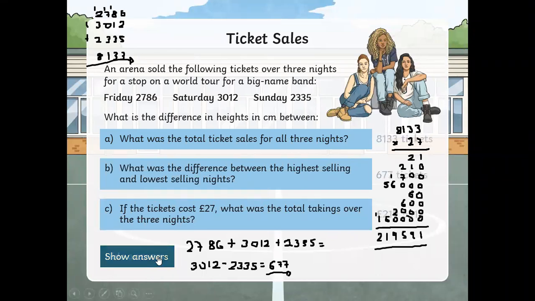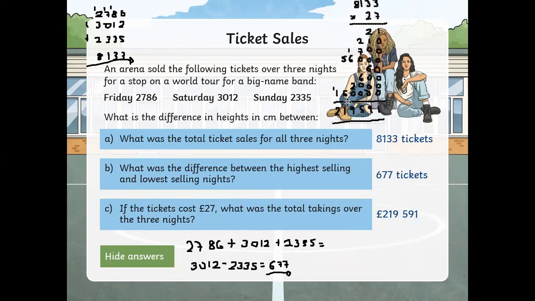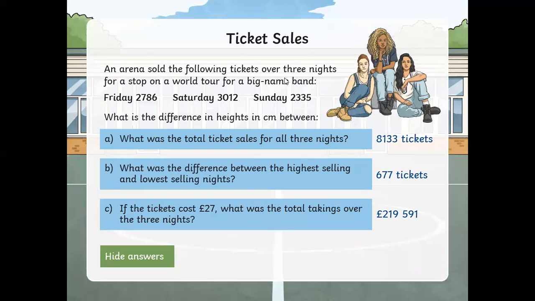Show the answers. Oh, that is in pounds, by the way. Move this stuff now. Okay, so for question A, we got 8,133. For question B, we got 677 tickets, and for question C, we got 219,591 pounds. So that is how much money they made over all 3 days. Move on.